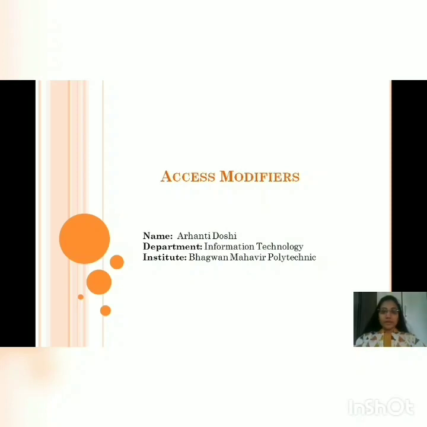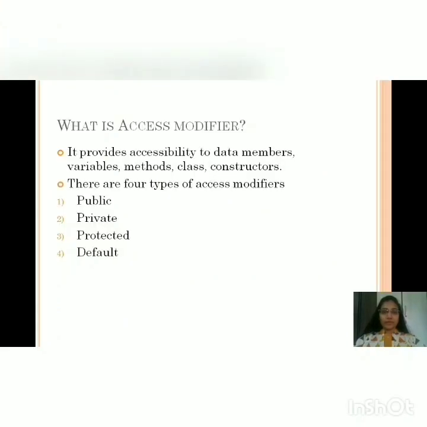Today I am going to explain to you the concepts of access modifier. So, first of all, what is access modifier? Access modifiers provide access to variables, methods, classes or constructors in any object-oriented programming language. There are four types of access modifier, that is public, private, protected and default.